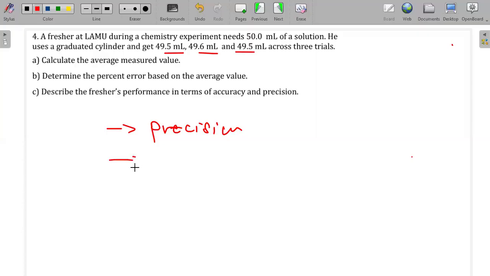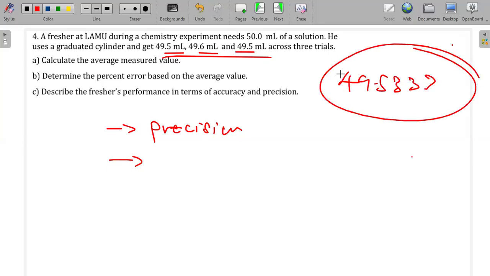But was the fresher accurate? There are a number of measurements, so we add them and then divide by 3, and see if the value is very close to the true value. When I add these and divide by 3, I get 49.53333. We see that this is not close to 50. So the fresher was not accurate.